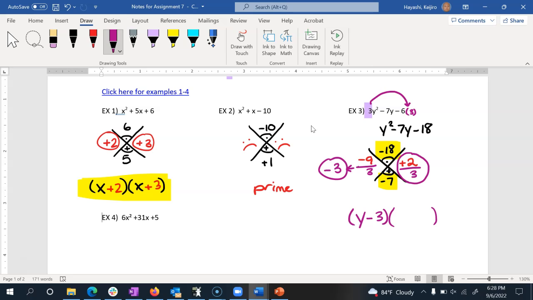Okay, your other factor comes from this +2/3. This doesn't reduce, so we got to take the bottom number and put it next to the variable. So this 3y. And then what goes after the 3y? +2.